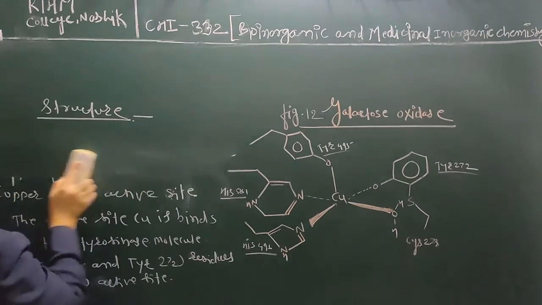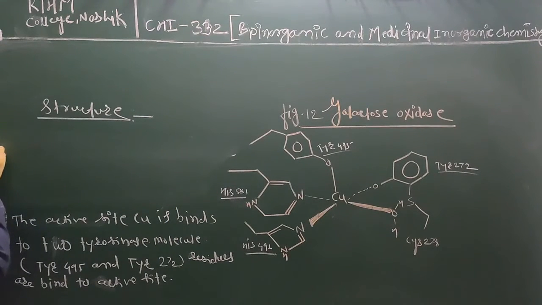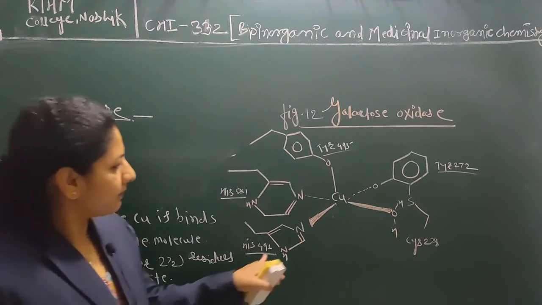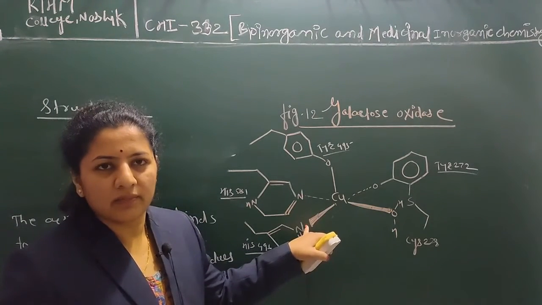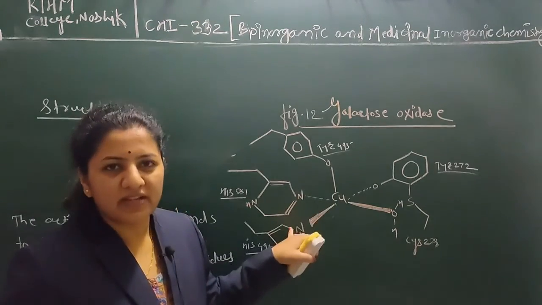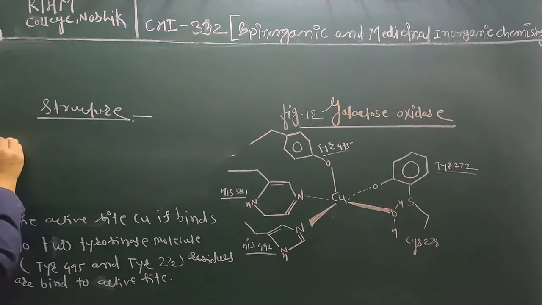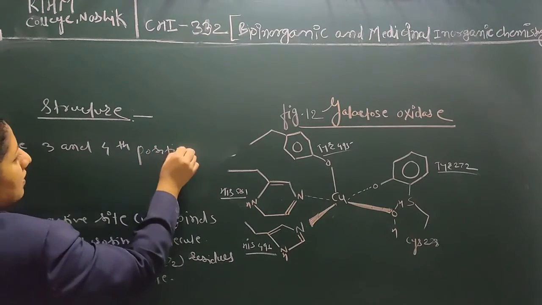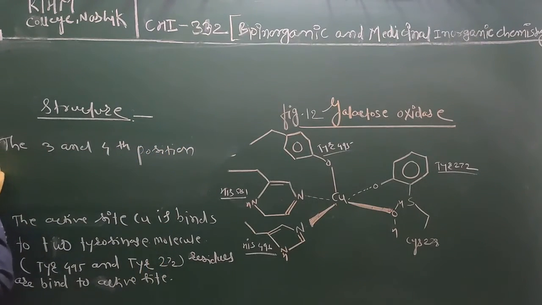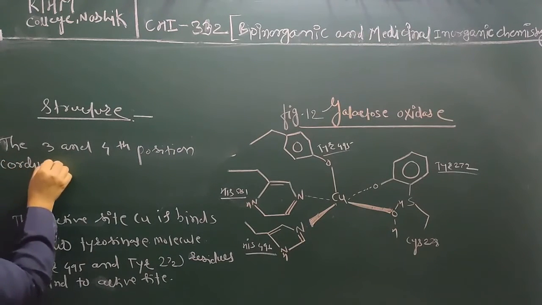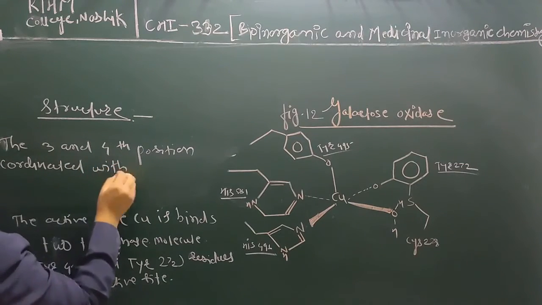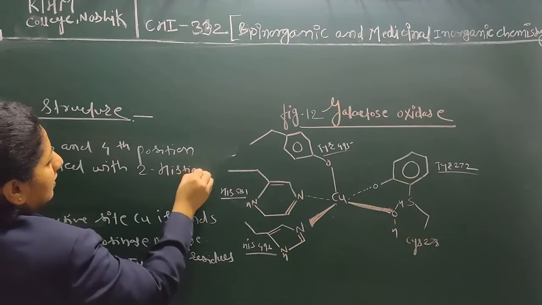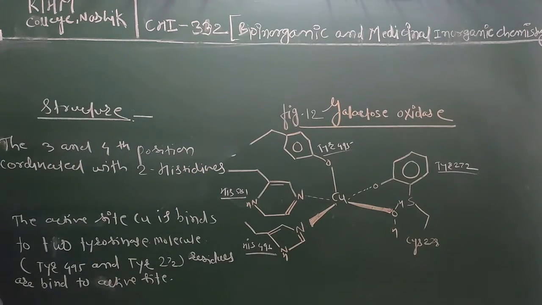The third point is that the third and fourth positions are generally bound by two histidines to the copper. So the third and fourth positions are coordinated with two histidine residues, simultaneously bound through nitrogen.